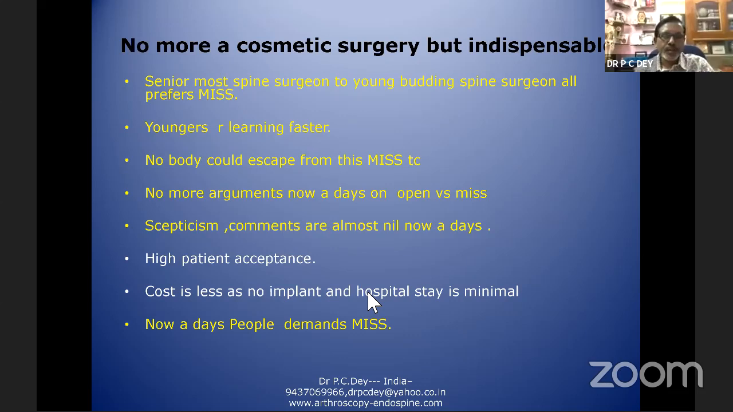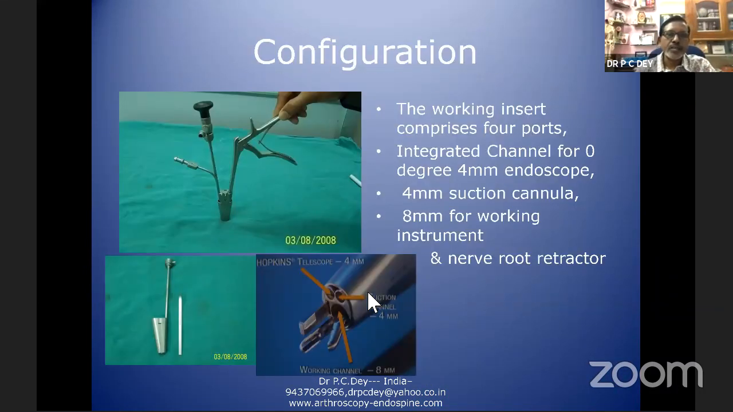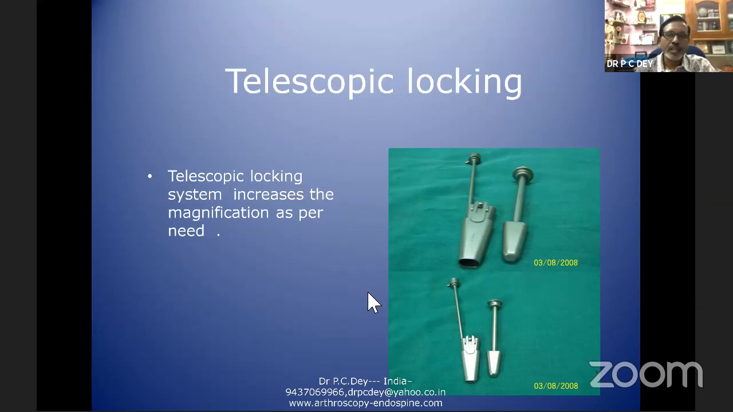And nowadays, people demand MIS. That is the most important thing. The public is demanding MIS; they are coming for MIS. All these things have been discussed, the 12 degree angulation and the locking system.